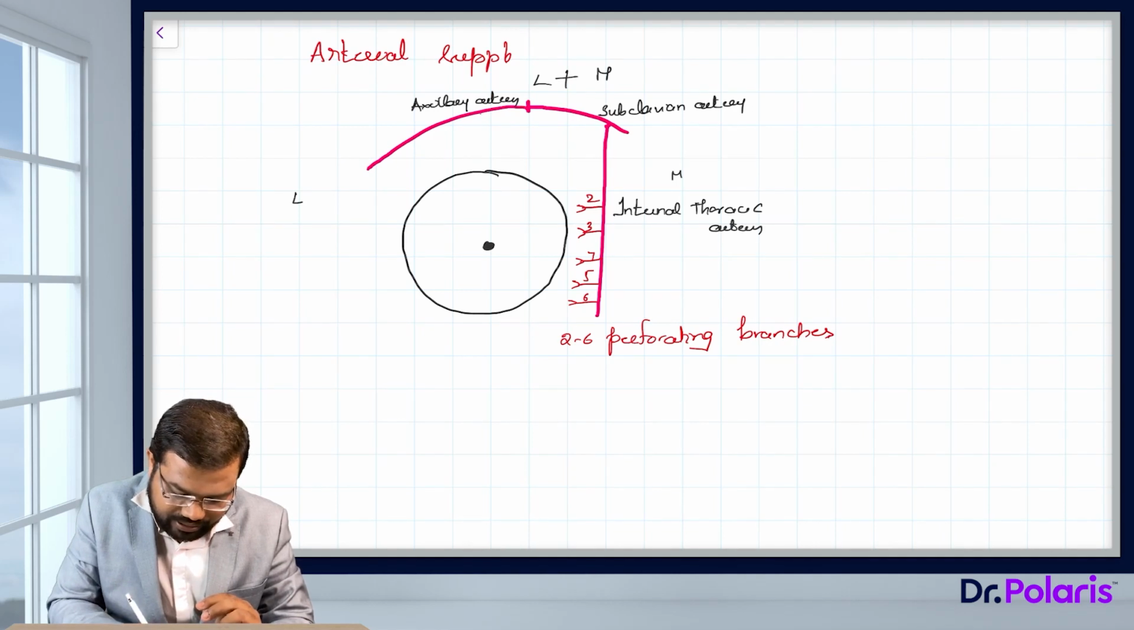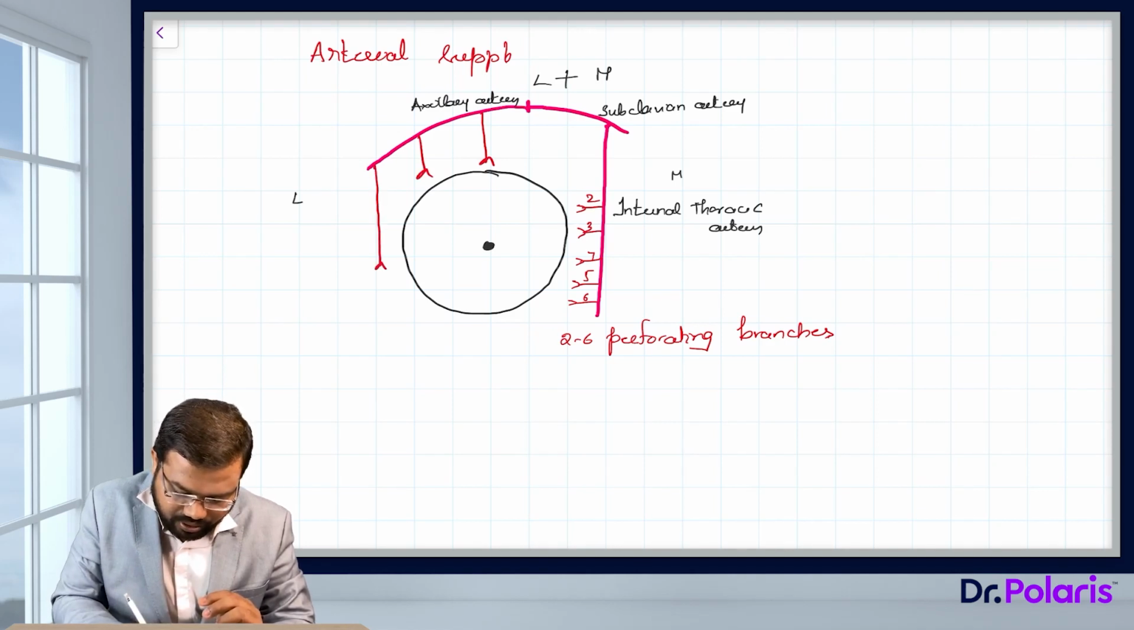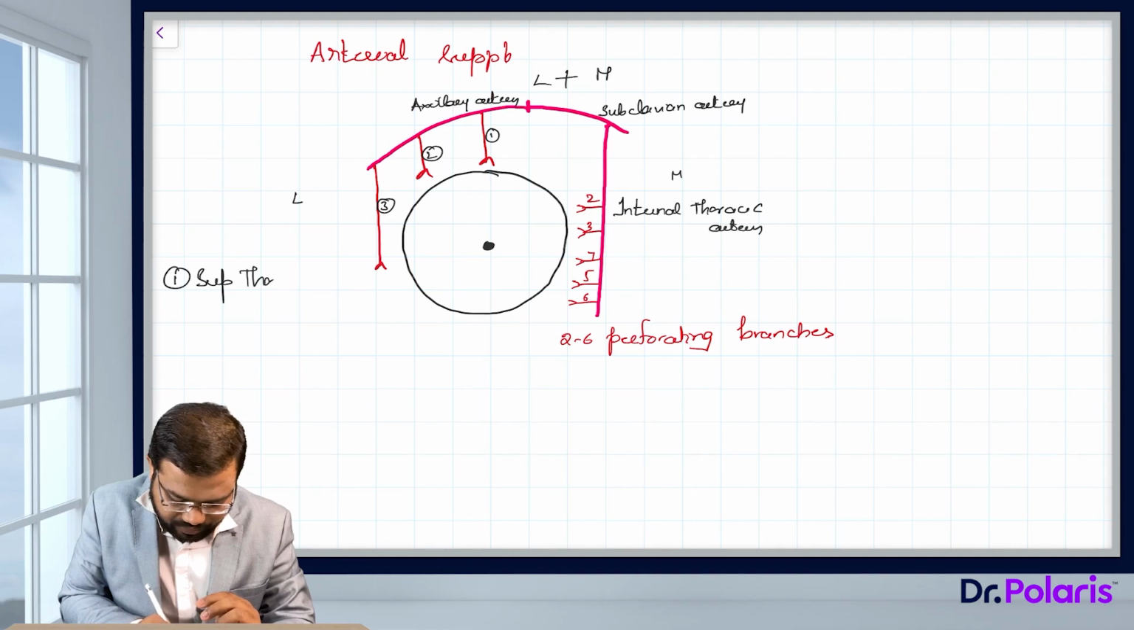One branch is the superior thoracic artery, then the thoracoacromial artery, and the lateral thoracic artery. 1, 2, 3. I'm keeping here the first as the superior thoracic artery. The second one is the thoracoacromial artery.